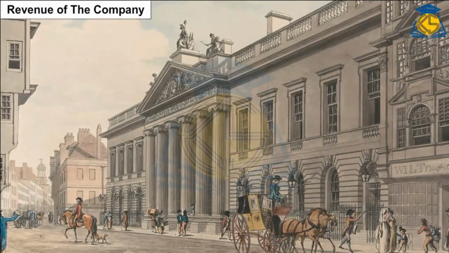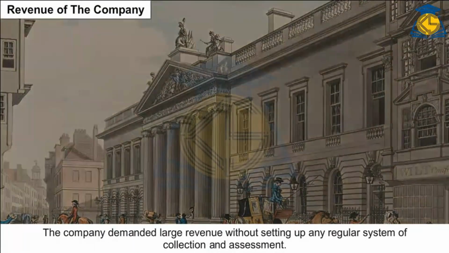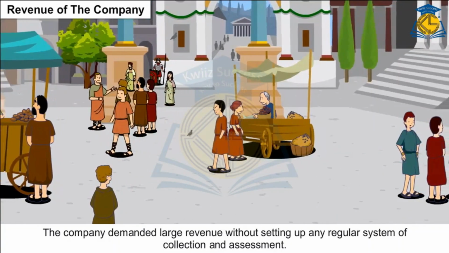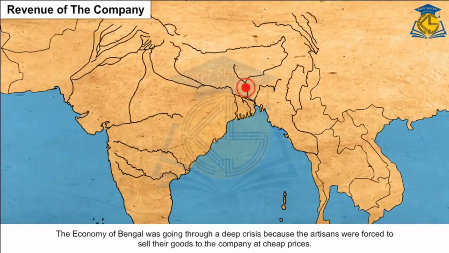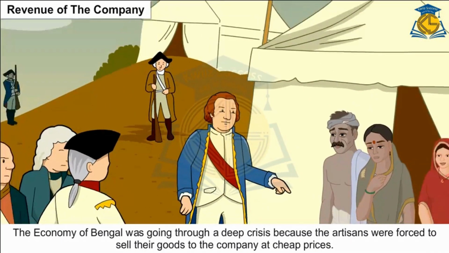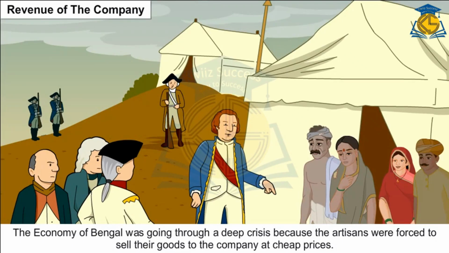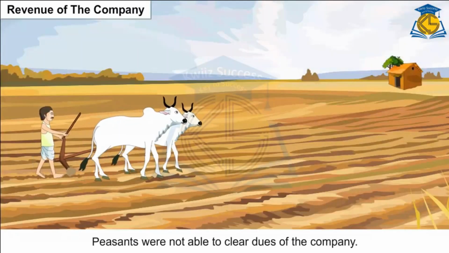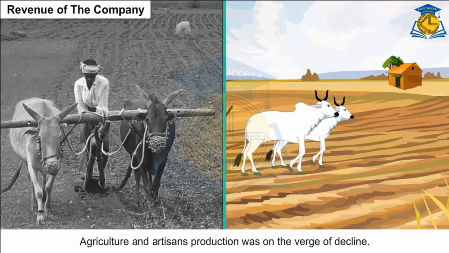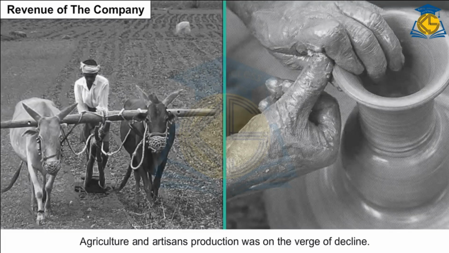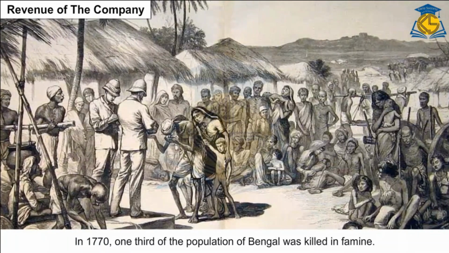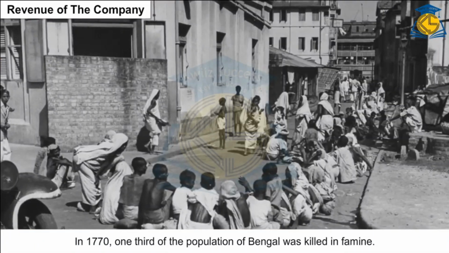Revenue of the company. The company demanded large revenue without setting up any regular system of collection and assessment. The economy of Bengal was going through a deep crisis because the artisans were forced to sell their goods to the company at cheap prices. Peasants were not able to clear the dues of the company. Agriculture and artisans' production was on the verge of decline. In 1770, one third of the population of Bengal was killed in famine.